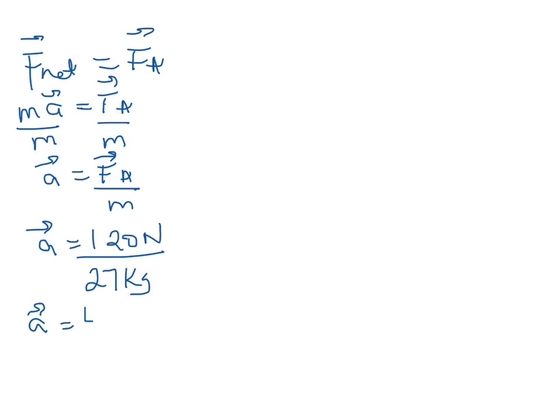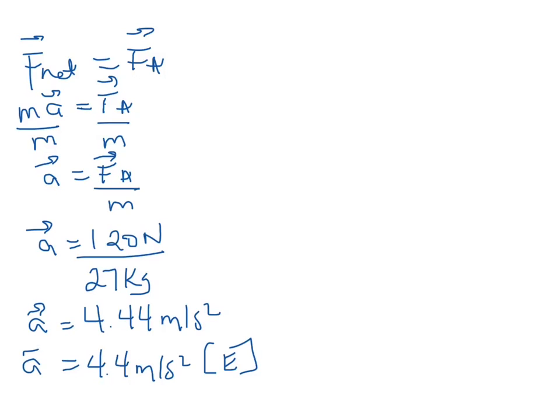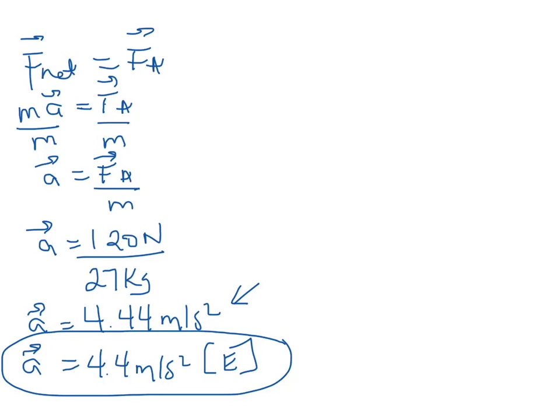And so we would get 4.44 meters per second squared, which we're going to round to 2 sig figs, so 4.4 meters per second squared, and they are going in the easterly direction, so that's going to be our acceleration. So that's rounded to the correct number of sig figs, but when we do future calculations, we're going to use an extra sig fig just to help us make sure that our answers are as accurate as possible.